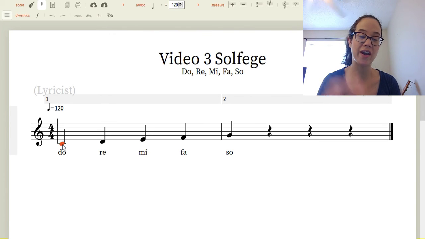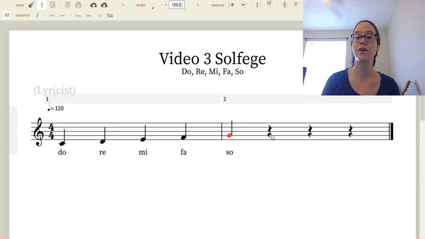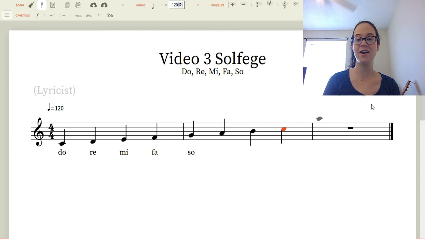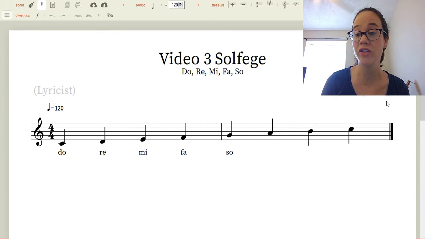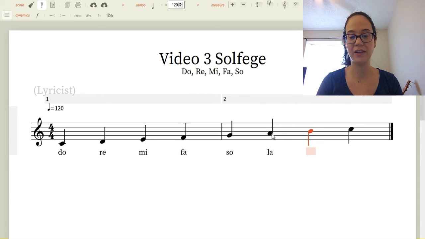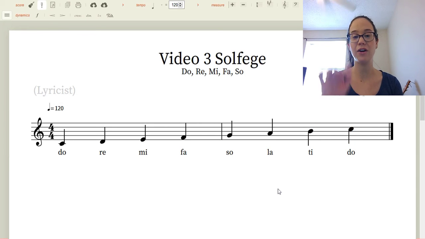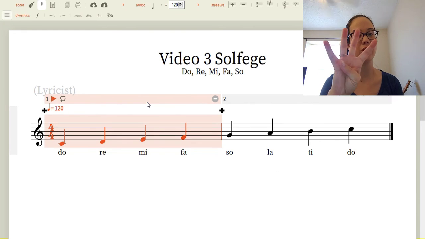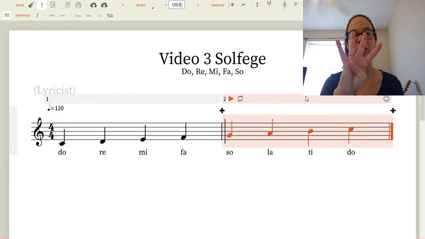Do. Let's work our way up. Re, mi, fa, so, la, remove this extra measure that we do not need, because we can fit all of this into 2 measures. And let's label La, Ti, and Do. Our entire scale with all of our solfege fits into 2 measures. Measure 1 contains 4 quarter notes, and measure 2 contains 4 quarter notes.